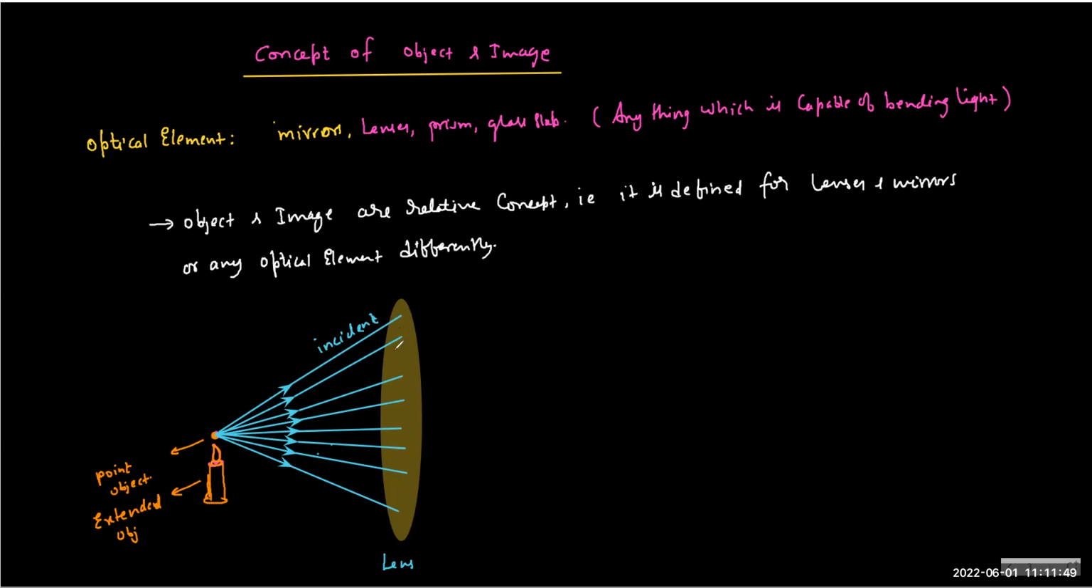Now, when a light ray is incident on a surface, two things can happen. It may pass through it or it may reflect back. So we say that either it will refract, going to the other side, or it may reflect, coming back to the same side. That depends on the optical element chosen. If you choose mirrors, then the light ray has to come back. If you choose a prism or lens or glass slab, it will suffer refraction and go to the other side.